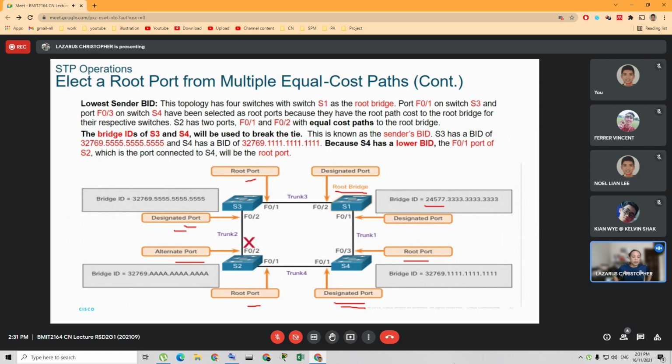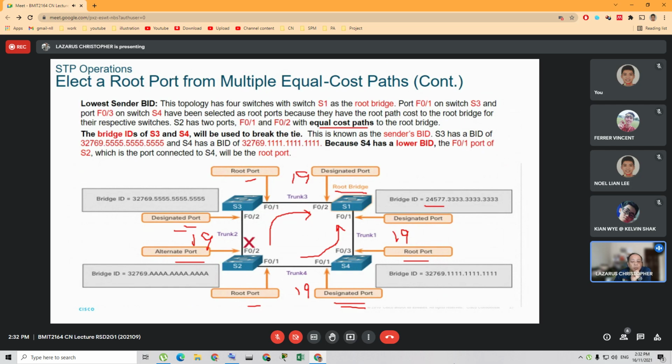But we will need to do an election, because if we just put all as root port, then there is no blocking. We want the blocking, right? So we have a situation like this. S2 has two ports, F1 and F2, with equal cost paths. 19 here, 19 here, 19 here, 19 here, so they are all equal. This way and this way, same cost of 38.